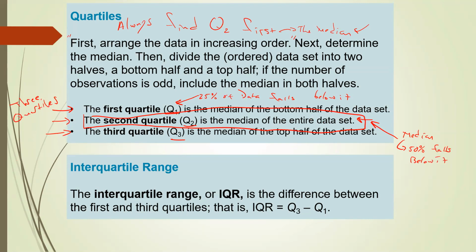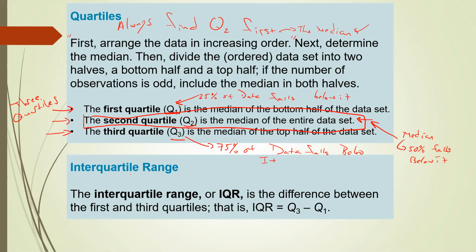Then to find the third quartile, you're going to look at the top half of your data set, and find the median of the top half of your data set. So Q3 is the value for which 75% of data falls below it. Okay. So the first quartile is the median of the bottom half of data. The second quartile is the median of the entire data set. And the third quartile is the median of the top half of the data set.